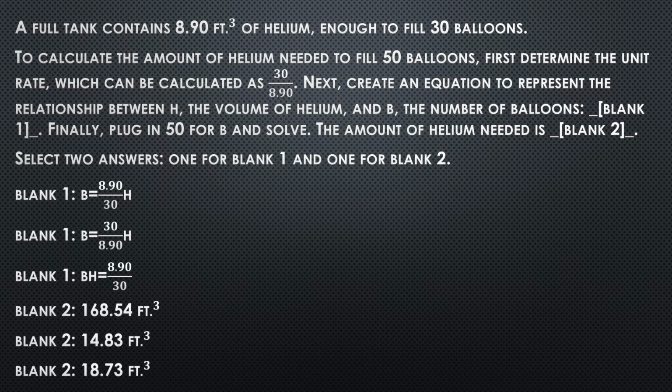Okay, so this equation kind of gives us our answer for the first problem, because I know what my unit rate is. My unit rate is going to be this. It tells us right here it's this 30 over 8.9. So I'm going to pick the equation that uses that 30 over 8.9. So that is blank 1. For blank 2, it tells us to plug in 50 for B and solve. Okay. So I'm going to take 50 and plug it in for B. So I have 50 equals 30 over 8.9 H.